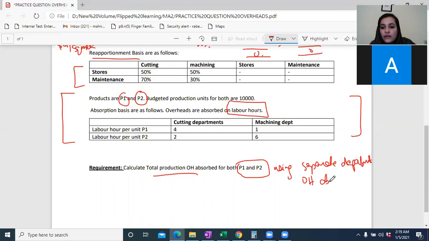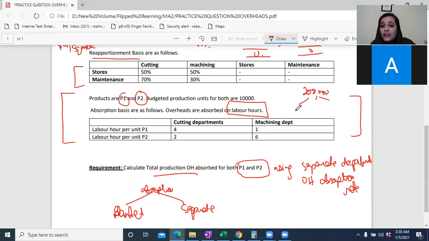So there are two types of absorption rates. One is a blanket rate that doesn't need the entire cost to be split into two production departments. As you have seen in my question as well as in this question, we're actually going to split the entire cost of 2 lakh, finally into two production cost centers, cutting and machining. And now from cutting and machining, the cost will be shared amongst P1 and P2 that we have produced, on the basis of number of labor hours.